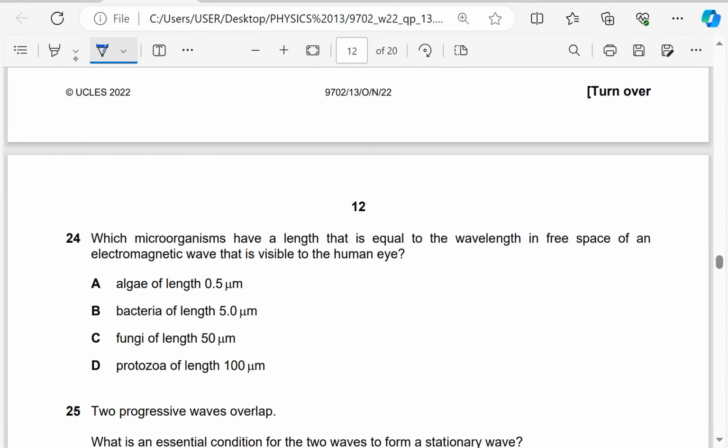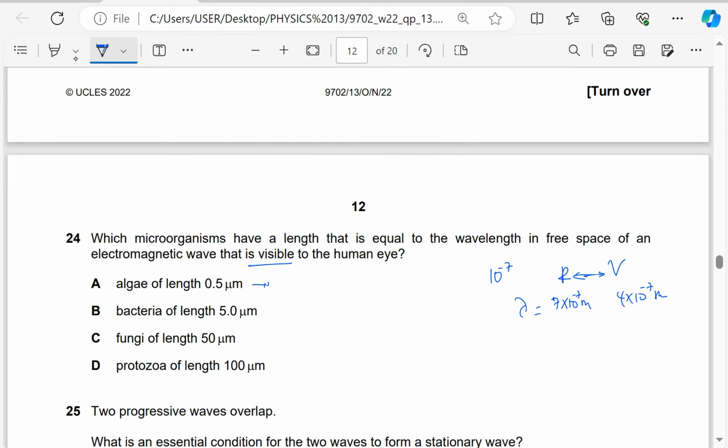Which microorganisms have a length that is equal to the wavelength in free space of electromagnetic wave that is visible to the human eye? Of course, remember, for the human eye, the wavelength is of the order 10 to the power of -7. Remember, from red to violet. Red is 7 times 10 to the power of -7 meters, and violet is 4 times 10 to the power of -7 meters. These are wavelengths. This is visible light. So we check these ones to see which one has that power.